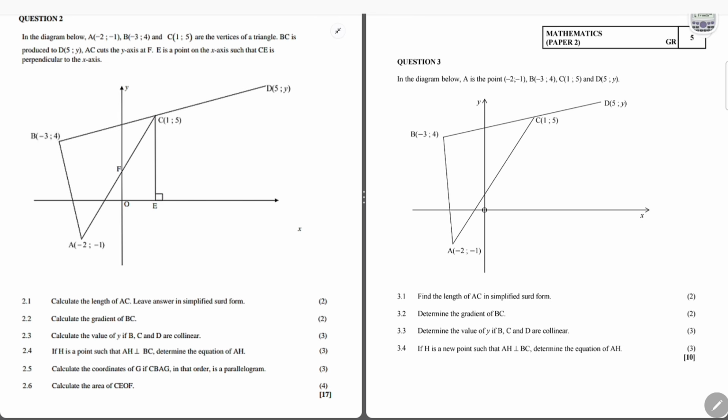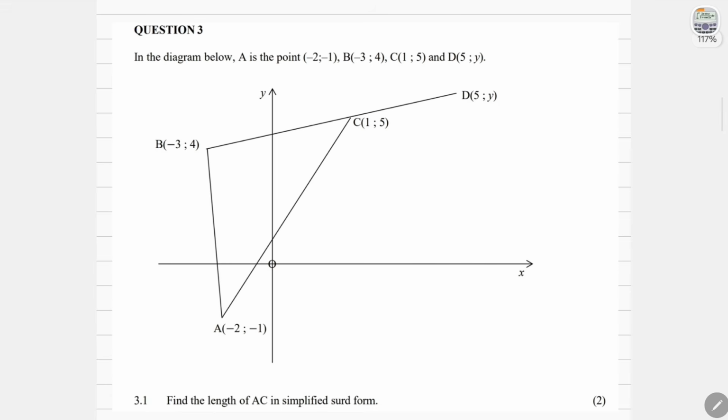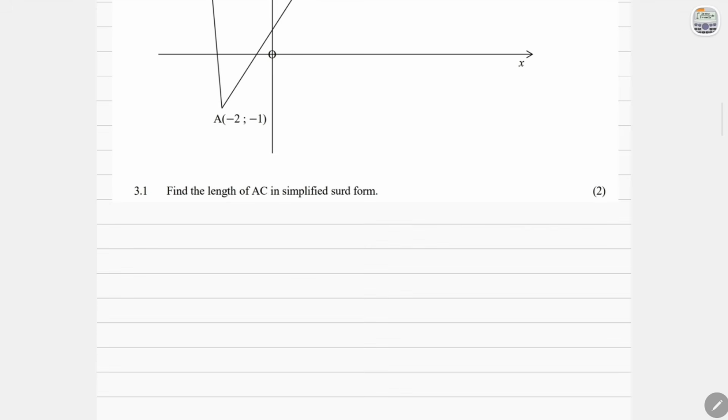So here is the explanation for 2.1 all the way to 2.4. Please note that it's going to be called question 3, and you know it's 3.1 to 3.4, but it is these questions. So let's get into this. Question 3 says, in the diagram below, A is the point where we have -2 and -1, and then we have B, which is -3 and 4, and C, which is 1 and 5, and then also give us D. So D is 5 and y. And the first question is to find the length of AC in simplified surd form.